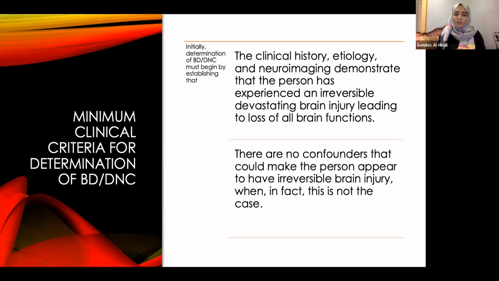There are no confounders that could make the person appear to have irreversible brain injury when in fact this is not the case. We'll talk about what we mean by confounder. Confounders means something that would make a person in coma, for example, a medication-induced coma or medical coma secondary to sedatives, or deep sedation secondary to, let's say, barbiturates, propofol, and so forth, or a severe metabolic derangement which would affect your clinical assessment.